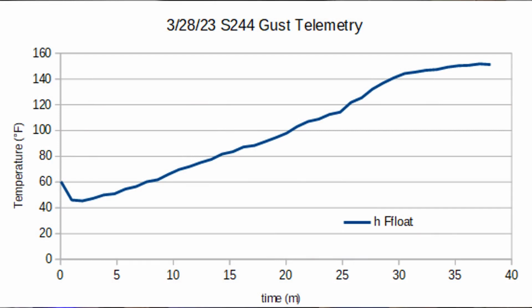This is the data coming off the controller, and you see over 5 minutes we gained 20 degrees. That's a 4-degree Fahrenheit per minute rise, and that's a good controlled rate of rise.